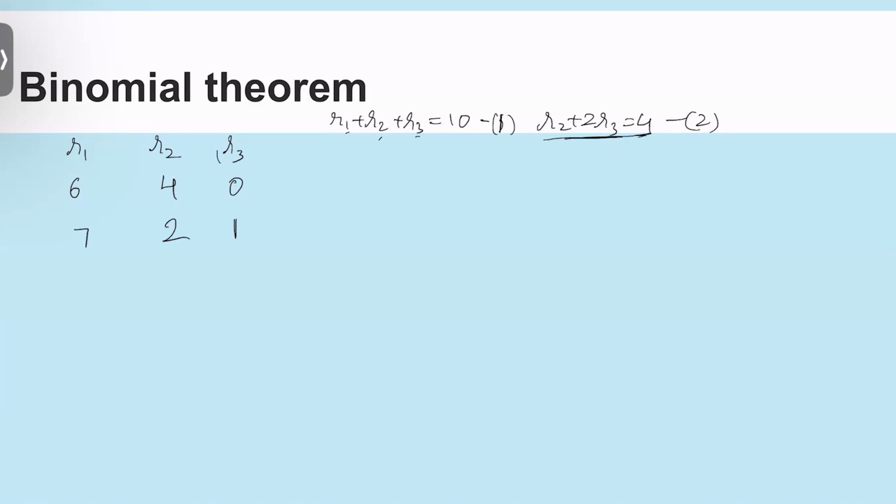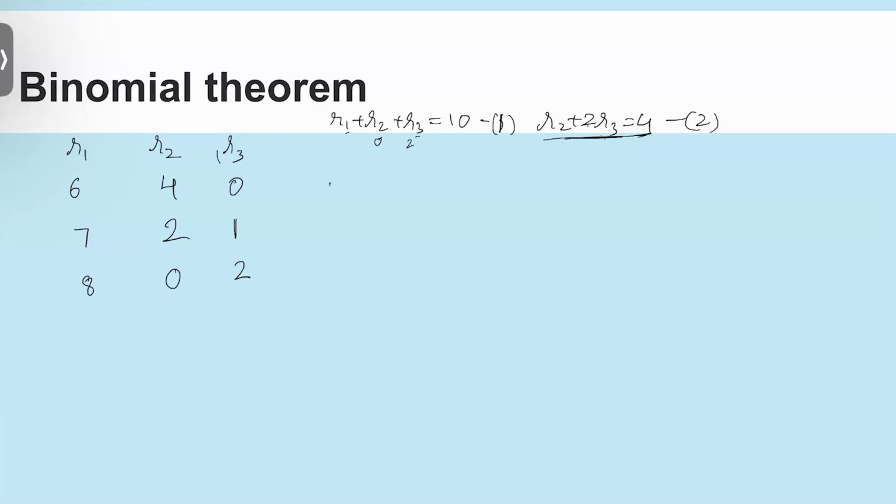Now let's take r3 as say 2. So 2 into 2 is 4, that means your r2 has to be 0. Now if your r2 is 0 and r3 is 2, you are left with r1 equal to 10 minus 2, so that is 8. So r1 has to be 8. So over here we get three combinations like this.